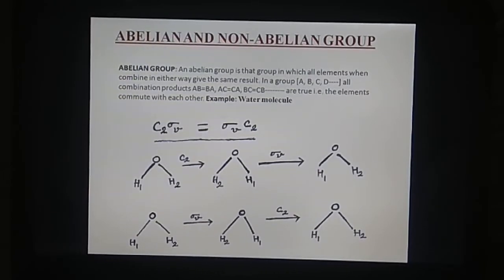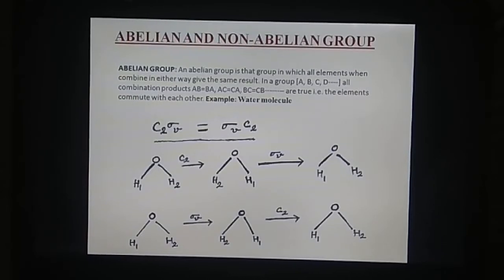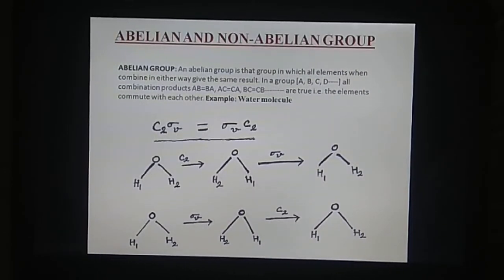Now, here I have shown these two combinations. In the first one, firstly C2 symmetry operation is performed, in which an axis passed through the center of oxygen and both the hydrogens will change their position as shown. H2 has substituted H1 and H1 has substituted H2. Then a plane is passed through the center of oxygen. Again both the hydrogens will change their position.